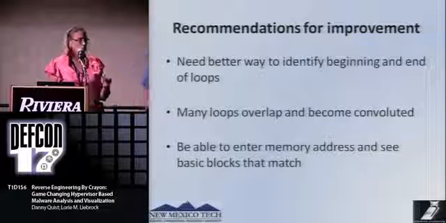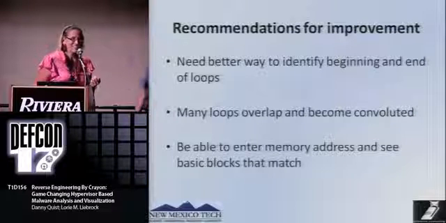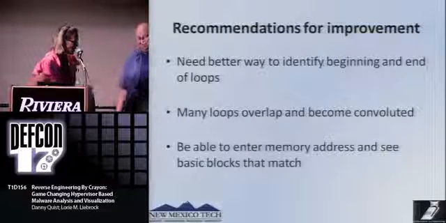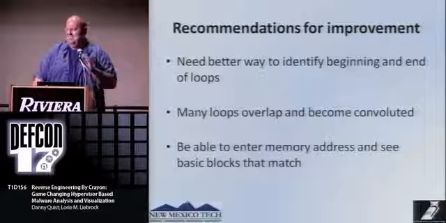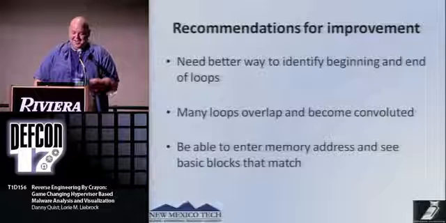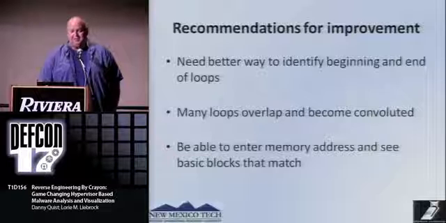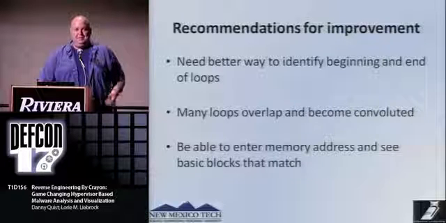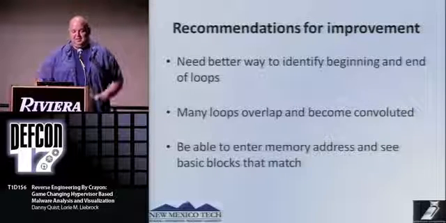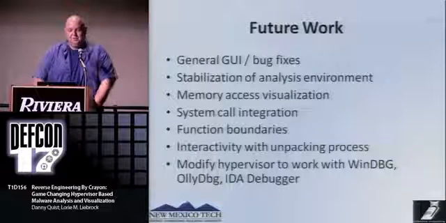The basic gist that comes out of this is there's more work to be done. Yay, PhD students. Talk about the work you need to do yet. Oh, okay. Thank you. So we basically need a better way to identify the beginning and ends of loops. That was a good observation. A lot of these loops became overlapped and a little bit convoluted. And it would really be nice to be able to search for these memory addresses and see the basic blocks that matched. So the future work that we're going to get into is general GUI and bug fixes.